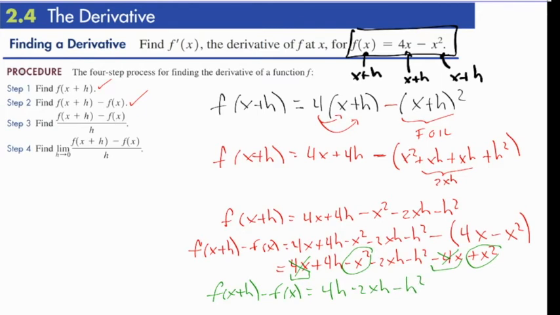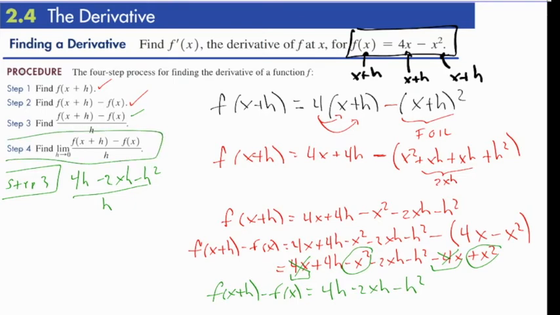So that is all we have left. We're going to put that into the numerator of step 3. So we have 4h minus 2xh minus h squared all over h. And step 4 asks that we evaluate this limit. So step 4, we have the limit as h goes to 0.